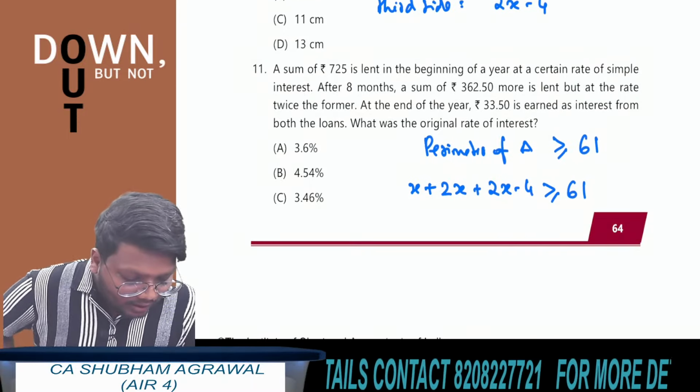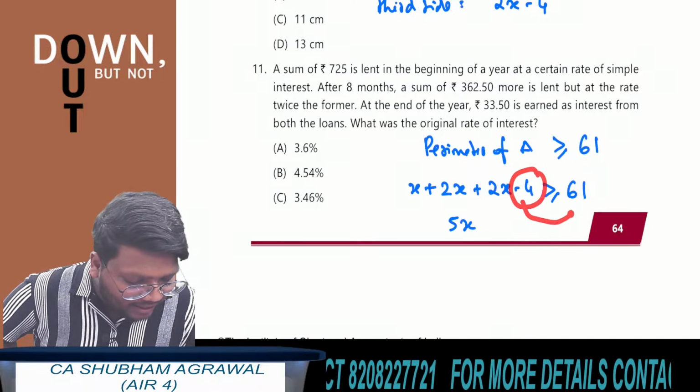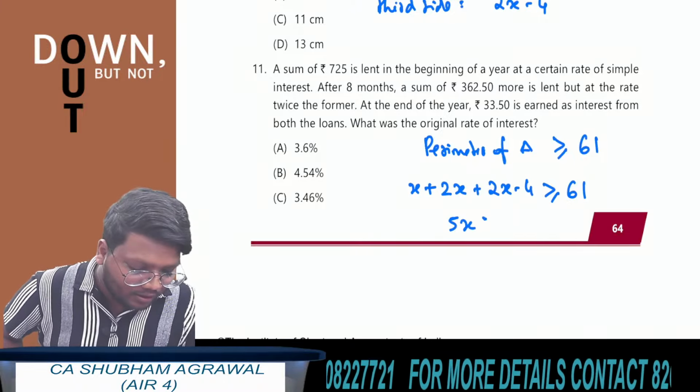Now see, x plus 2x plus 2x is 5x. And this minus 4, when shifted to opposite side of the inequality, it becomes plus 4. 61 plus 4 is what? 65. 5x is greater than or equals to 65. x is greater than or equals to 65 divided by 5. What you will get? 13. x is greater than or equals to 13.